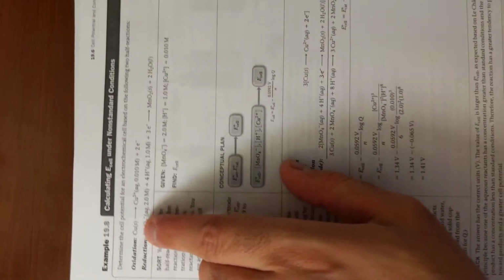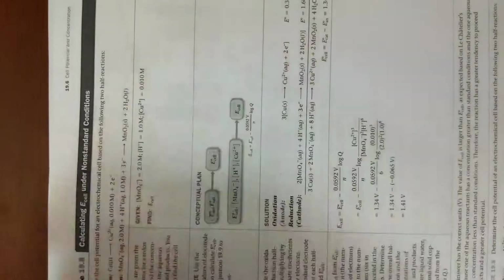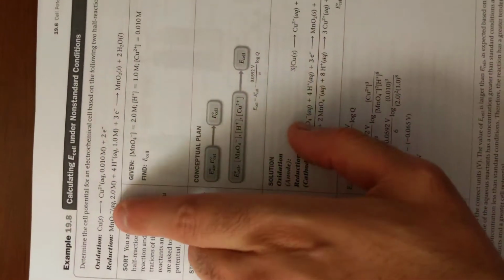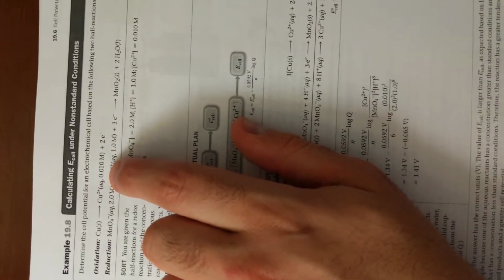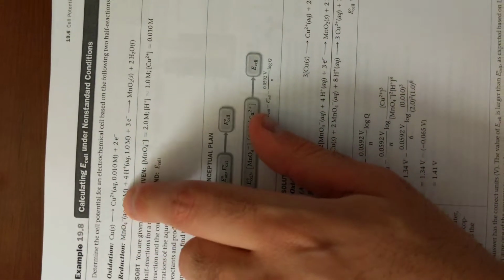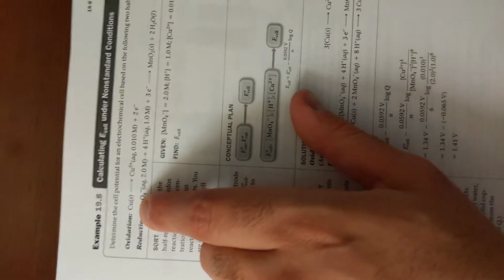So let's look at what's given to us. It says determine the cell potential for an electrochemical cell based on the following two half reactions. They told you the oxidation reaction, and they told you that the concentration of copper 2+ was 0.01 molar, and so it's copper goes to copper 2+ plus 2 electrons. Now they didn't give you the concentration of copper solid because that's constant and we don't use it.